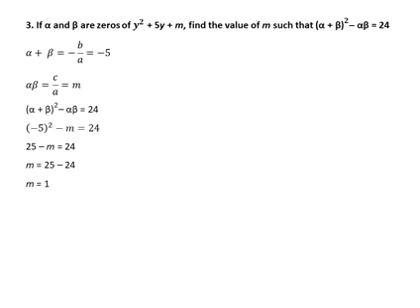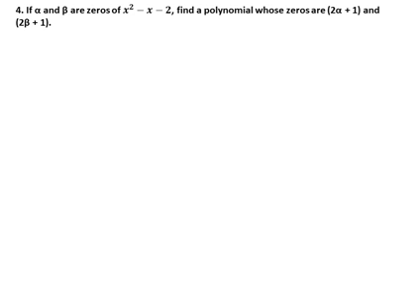Fourth sum, if alpha and beta are zeros of x square minus x minus 2, find a polynomial whose zeros are 2 alpha plus 1 and 2 beta plus 1. Listen, this question is quite different from the previous sums. Here they are given one polynomial. For that polynomial, zeros are alpha and beta. Here two more zeros are given. For that we need to find the polynomial.